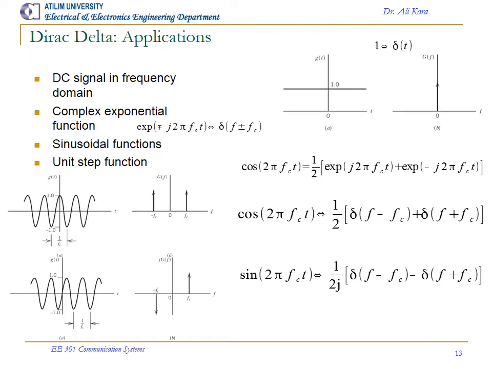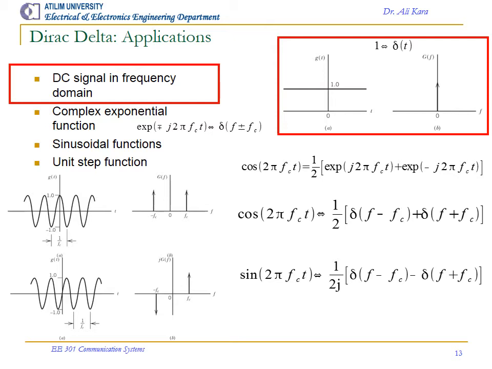Dirac delta applications. DC signal and frequency domain. By applying the duality property to the Fourier transform pair of the Dirac delta function obtained several slides earlier, and noting that the delta function is an even function, we obtain the Fourier transform pair: constant 1 in time domain has the Fourier transform of Dirac delta of f in frequency domain. We can conclude that a DC signal is transformed in the frequency domain into a delta function occurring at 0 frequency.